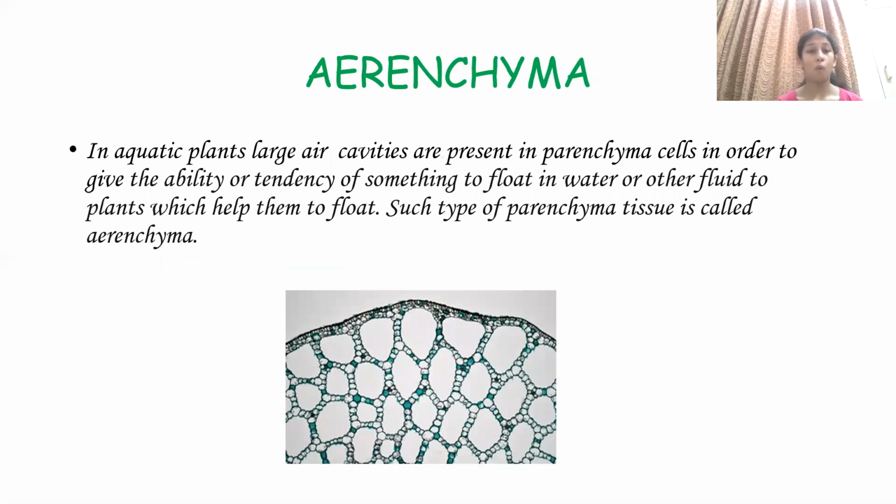Aerenchyma. In aquatic plants, large air cavities are present in parenchyma cells to give plants the ability or tendency to float in water or other fluid. Such a type of parenchyma tissue is aerenchyma. Don't worry about this. It is the only tissue which helps plants to float on water or another substance. Why does it help to float? Because this tissue has more air cavities. Air cavities means small pores which help them to float.